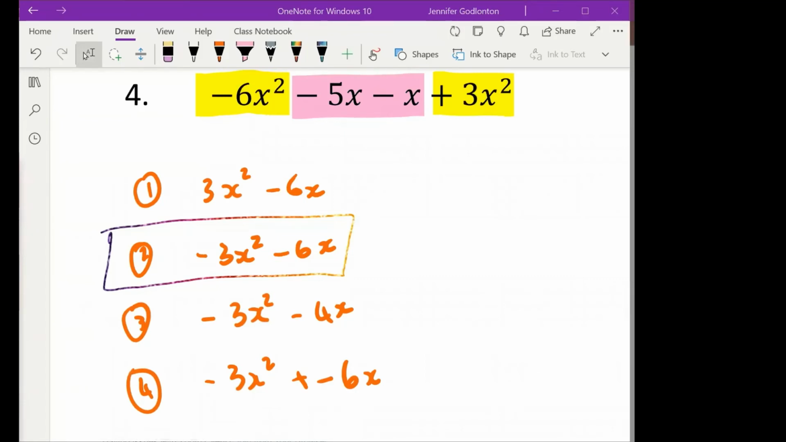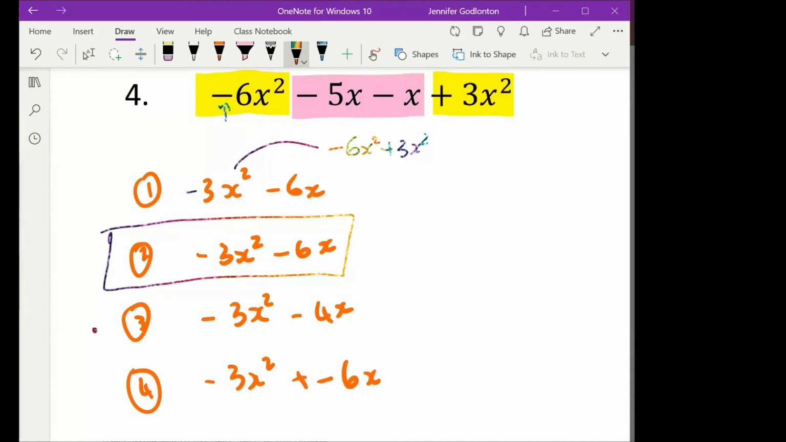taking into account the fact that this over here is a negative. So when I'm looking at that x squared, that's negative 6x squared plus 3x squared. And because negative 6 is further into the negatives than 3, our final answer has to be a negative. Okay, so that's what happened in our first answer if you went wrong there.